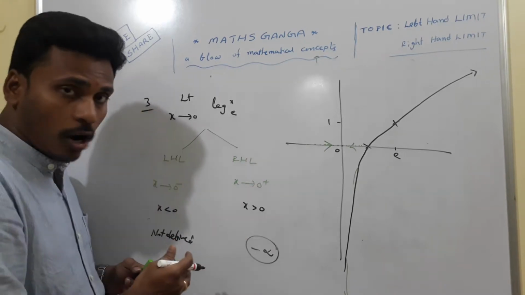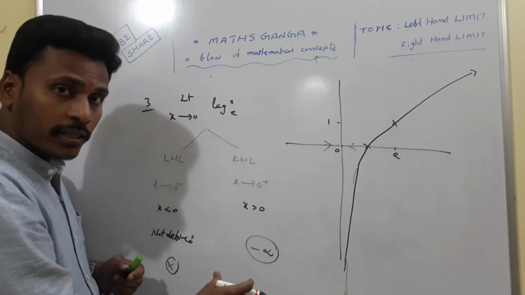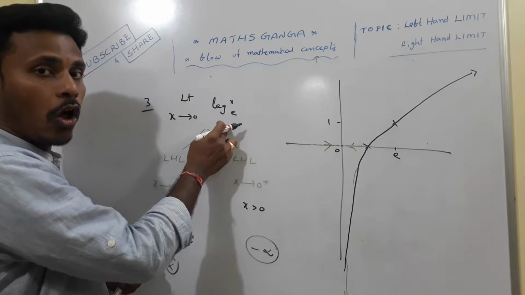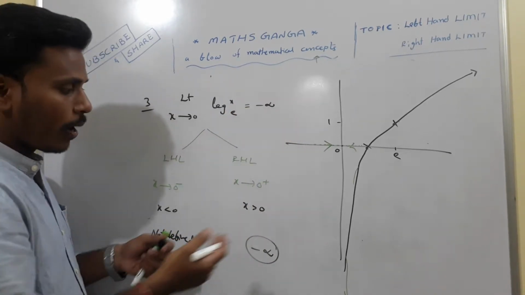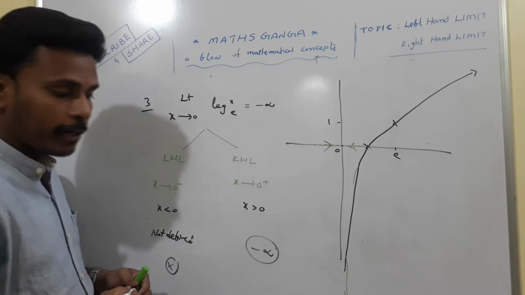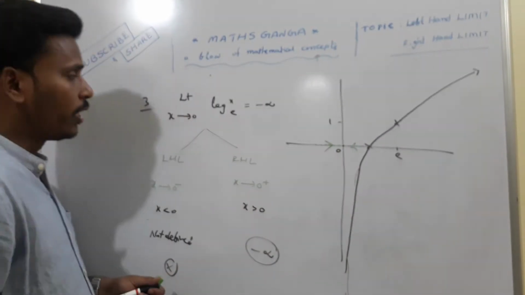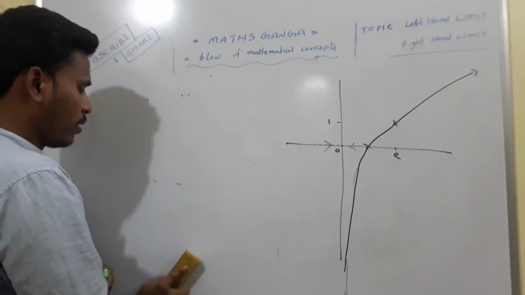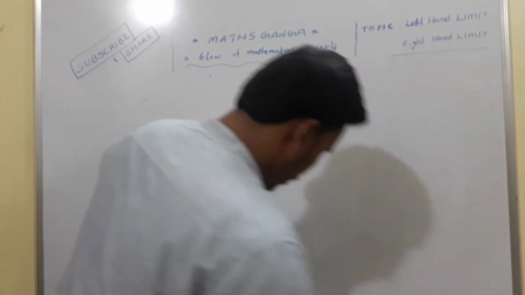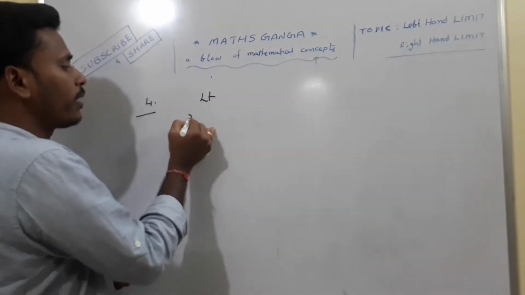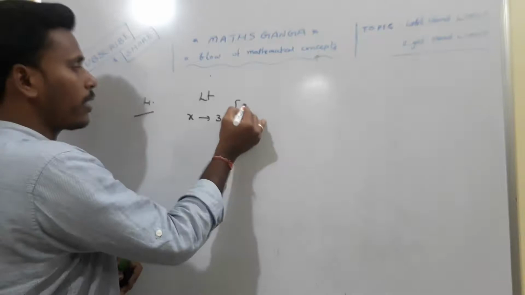Since left hand limit is not defined and right hand limit value is minus infinity, we have to consider that the limit of log x to the base e as x tends to 0 is minus infinity, very clear from the graph. Right? Then I am going to deal with some more functions which may differ in left hand limit and right hand limit. Now the fourth thing we are going to discuss is limit x tends to 3 of step x.